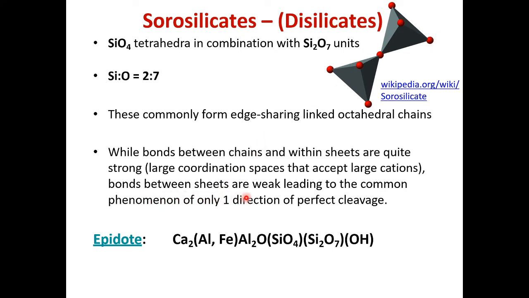But the bonds between sheets are weak, leading to the common phenomenon of only one direction of perfect cleavage. That means one sheet where many tetrahedra are linked with the cations, then another layer of tetrahedra. So in between the sheets, the bond is weak, because of which there can be a cleavage plane. Okay. So the example is epidote. We can see the ratio is 2 to 7.